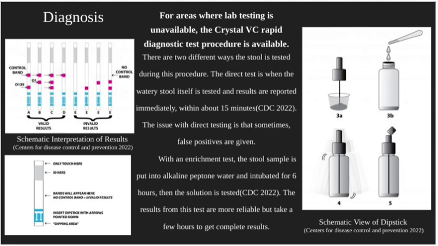The direct test is when the watery stool itself is tested and results are reported immediately, within about 15 minutes. The issue with direct testing is that sometimes false positives are given. With an enrichment test, the stool sample is put into an alkaline peptone water and incubated for 6 hours, then the solution is tested. The results from this test are more reliable, but it does take a few hours to get completed.